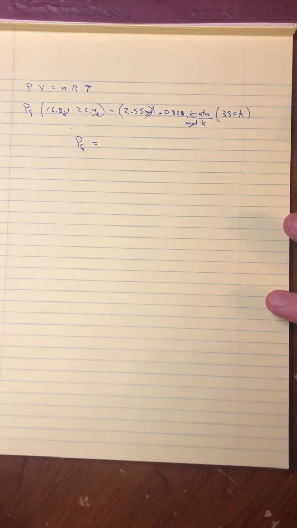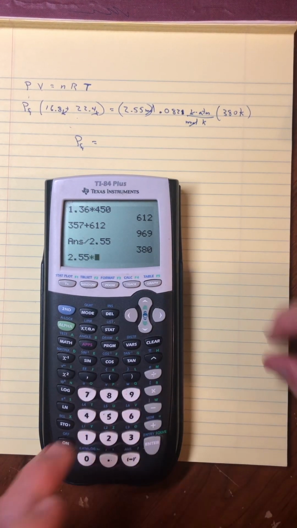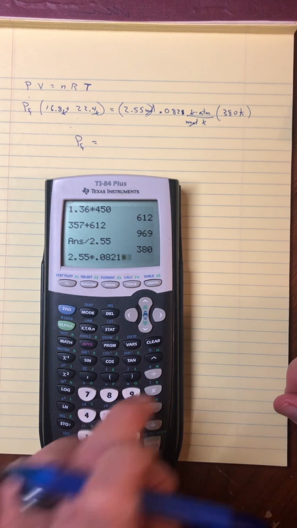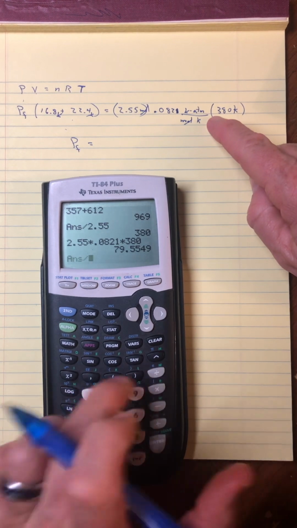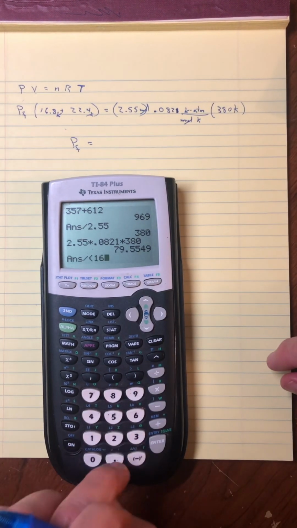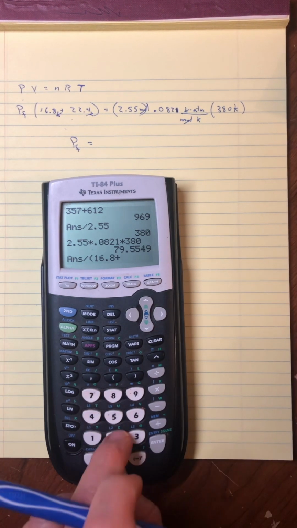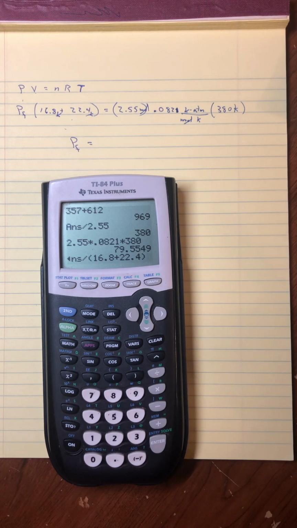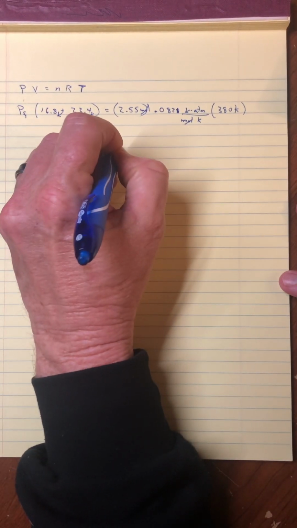And so now I can finish this problem by getting the final pressure. So 2.55 there, 0.0821, and times 380. So that's across the top there. And then I'll divide that by the 16.8. Let me double check that was right. Yeah. And the 22.4. Okay. And it looks like I'm looking at a pressure of about 2.03. And that should be in atmospheres, if I'm not mistaken.